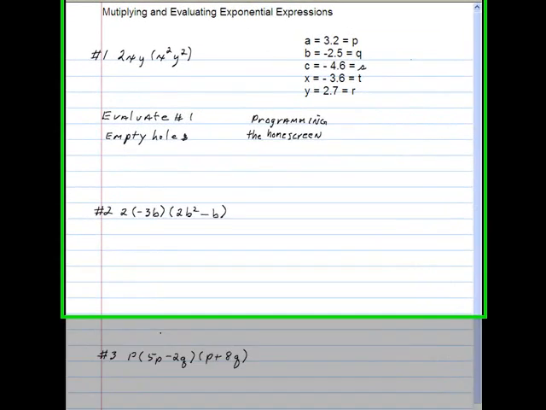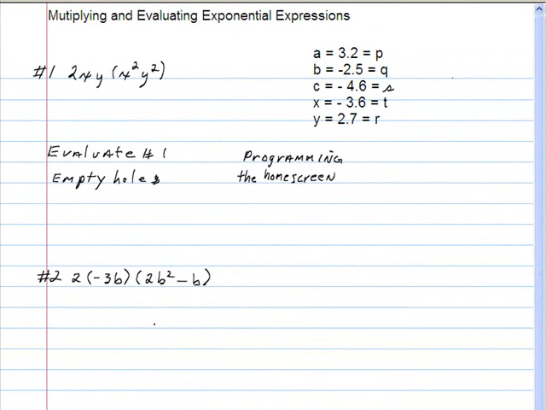In our previous podcast, we looked at multiplying exponential equations of the type here in problems 1 and 2. In this podcast, we'll review that briefly, but we're going to concentrate more on evaluating.